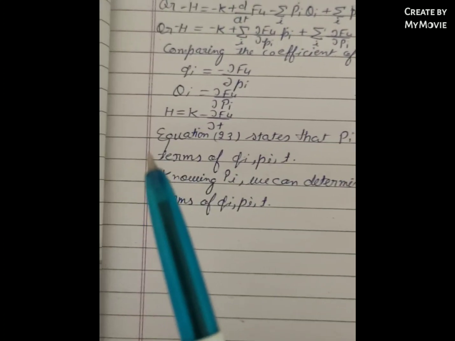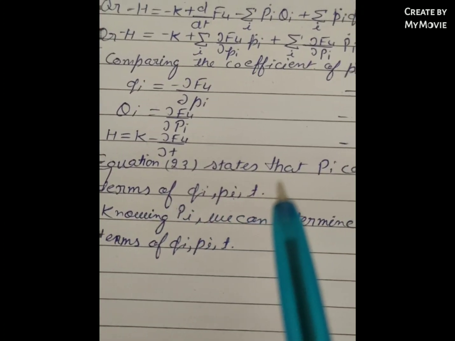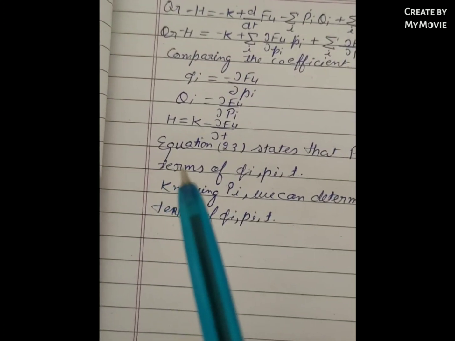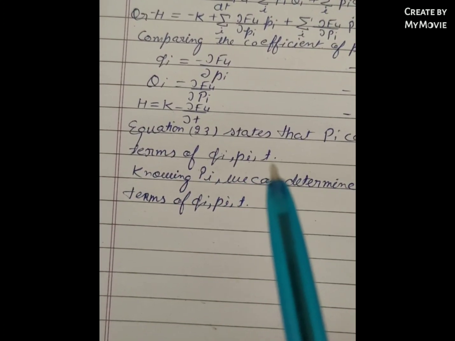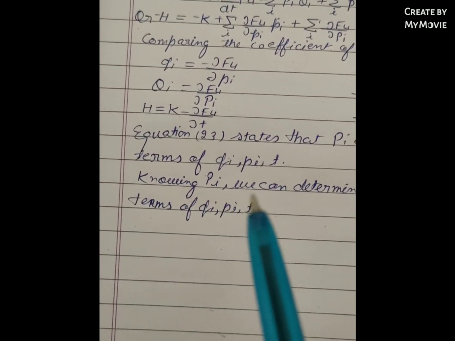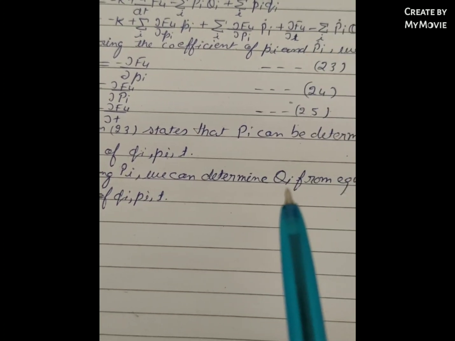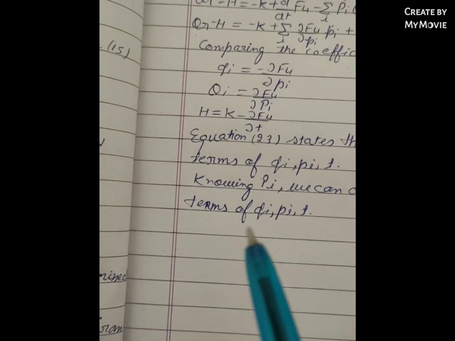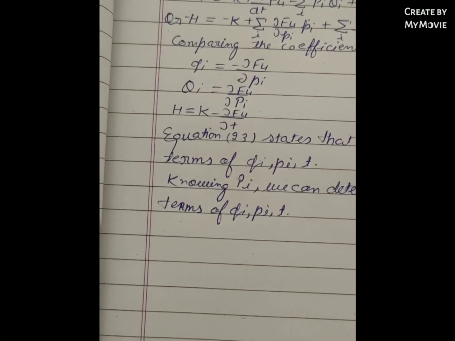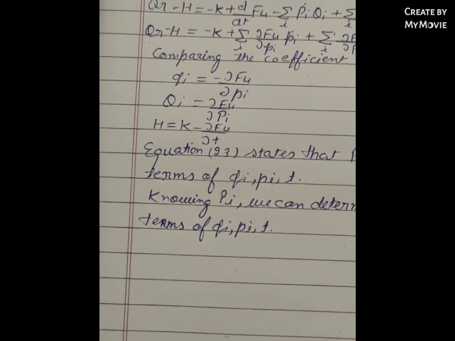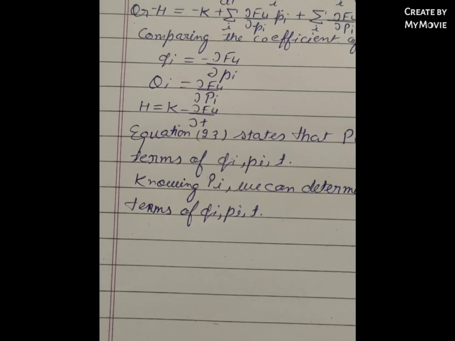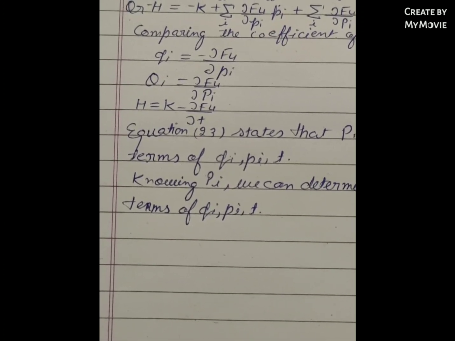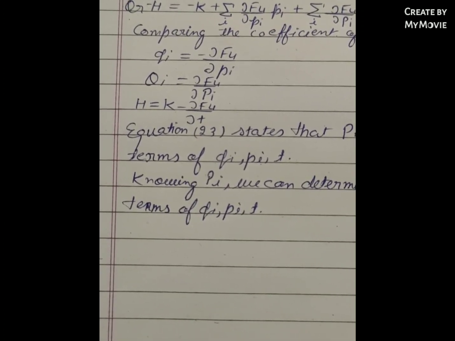This is equation 25. So equation 23 states that qi can be determined in terms of pi, Pi and t. Knowing qi, we can determine Qi from equation 24 in terms of pi, Pi and t. And this completes the solution of canonical transformation of generating function in the canonical transformation.